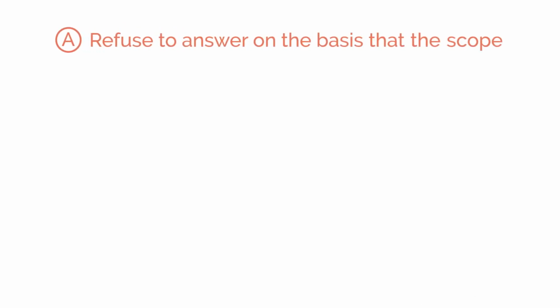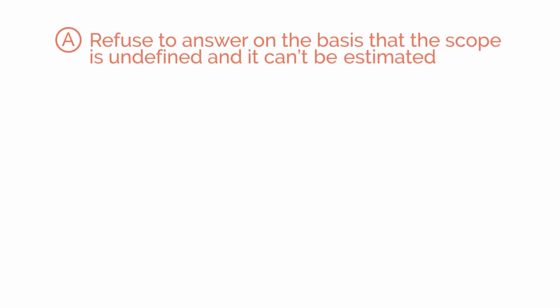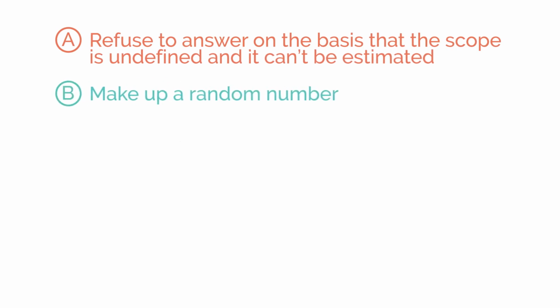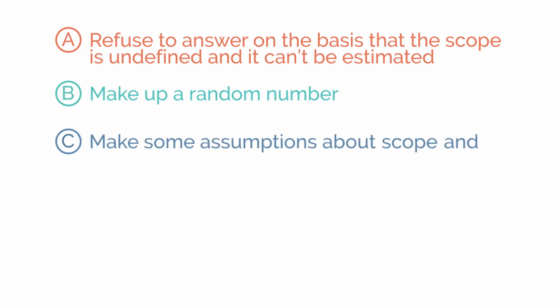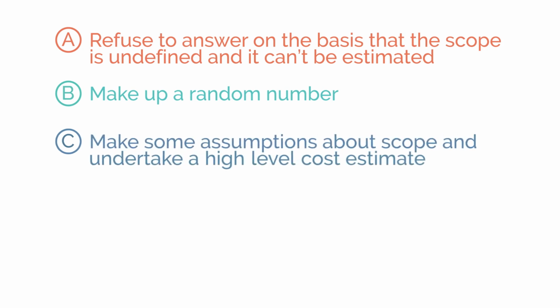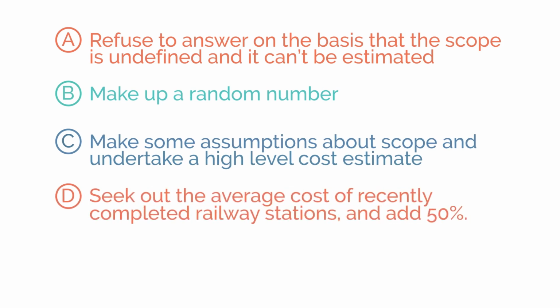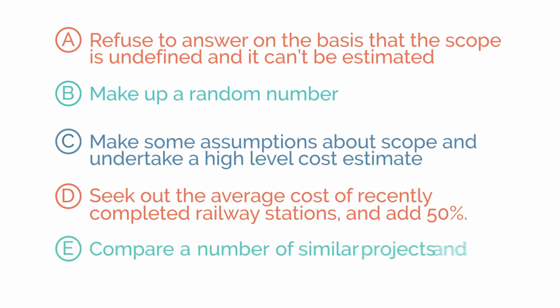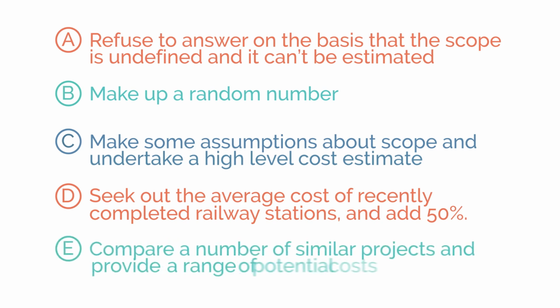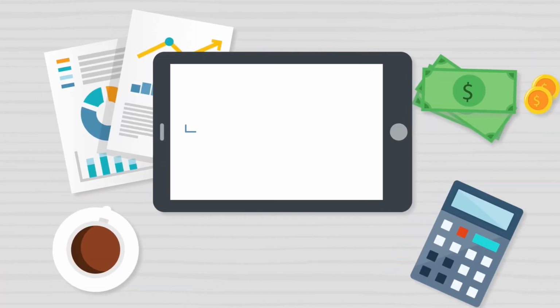Do you A. refuse to answer on the basis that the scope is undefined and it can't be estimated? B. make up a random number? C. make some assumptions about scope and undertake a high-level cost estimate? D. seek out the average cost of recently completed railway stations and add 50%. E. compare a number of similar projects and provide a range of potential costs. Answer: it depends. So, how do we create a cost estimate?